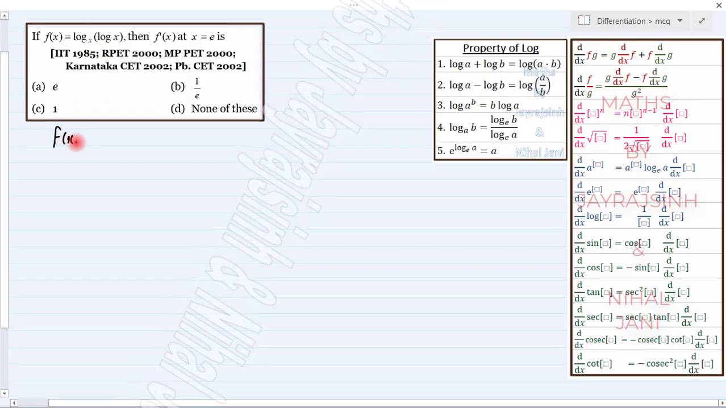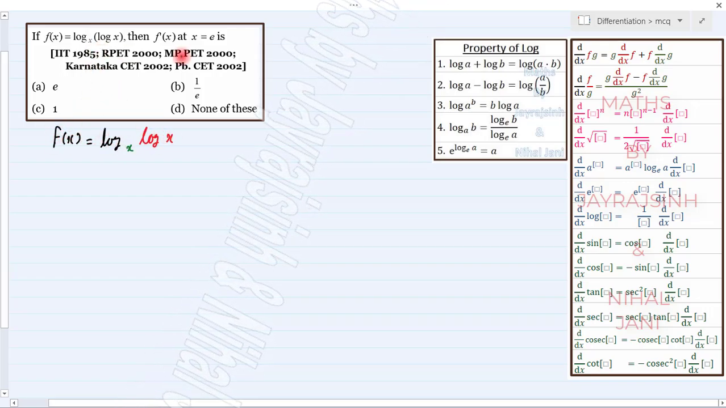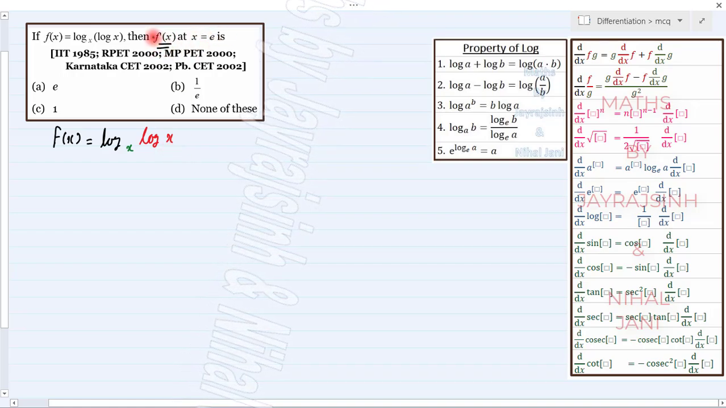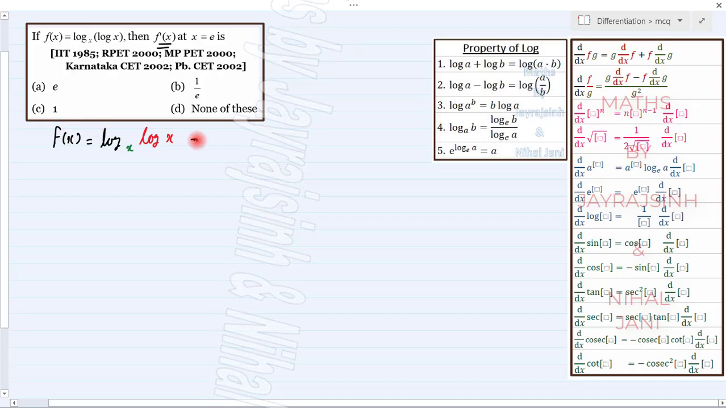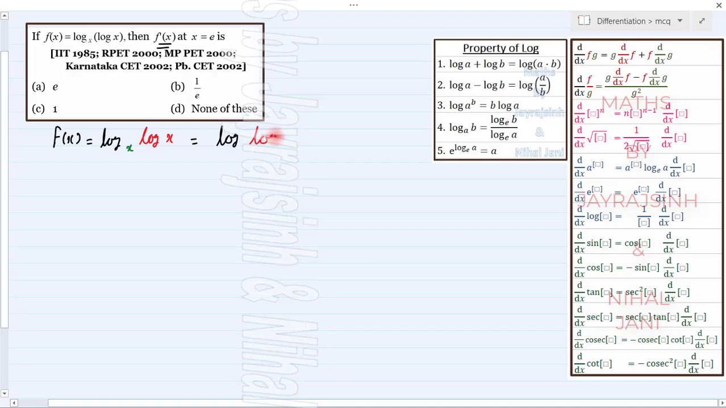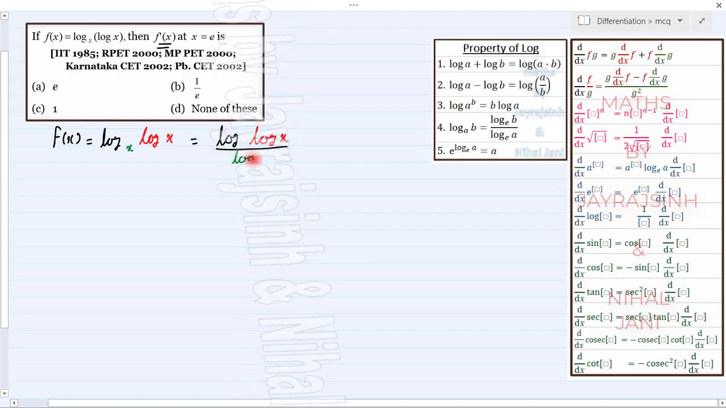If fx is equal to log x base x, then we have to find out f dash x at x is equal to e. So before we go for differentiation, let's simplify. We will get log x base e upon log x. Now we are ready for differentiation.